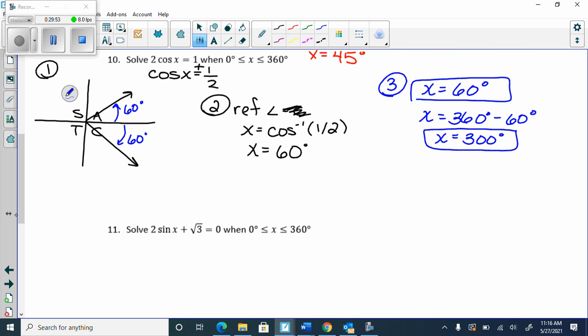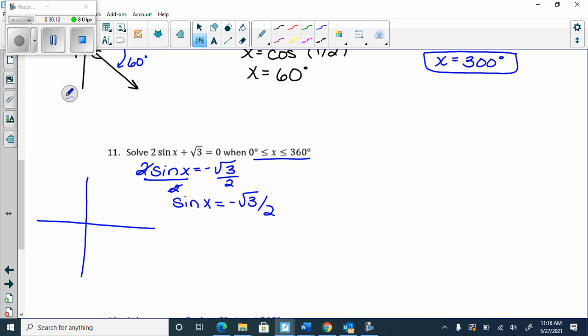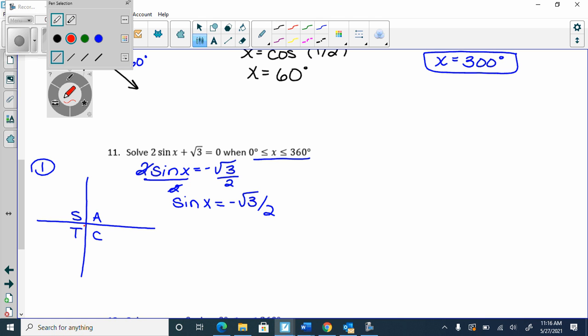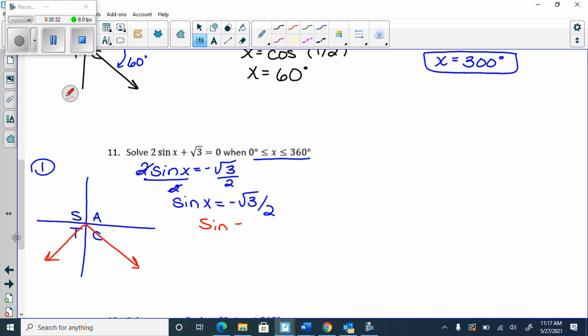For 11, we have to subtract the root 3 over, so we get 2 sine x equals negative root 3. Divide by 2. Sine x equals negative root 3 over 2, and no narrowing down. So I want where sine is negative. So basically, I want where there is not an S. Where is there not an S? Quadrant 3 and 4. Because I want where sine is negative. So I don't want S's. There's an S in S, and there's an S in All. Right? So these two.